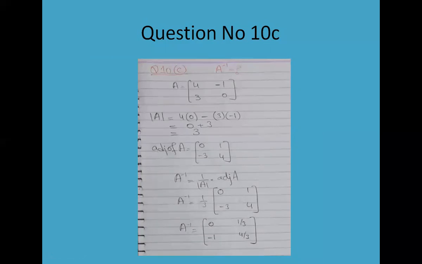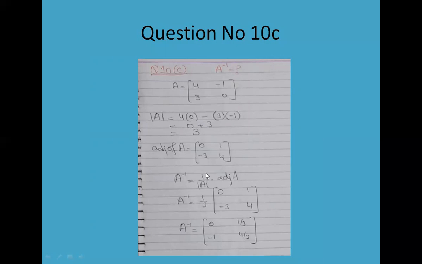Then we will find the adjoint of A. In the adjoint of A, along this diagonal, we change their location. So 0 will come here and 4 will be written here. Along this diagonal, we change the signs. So this will become +1 and this will become -3. You can see here, the adjoint of A.